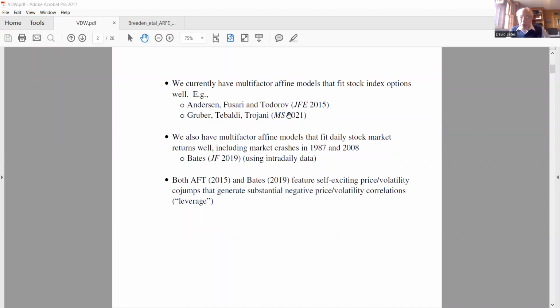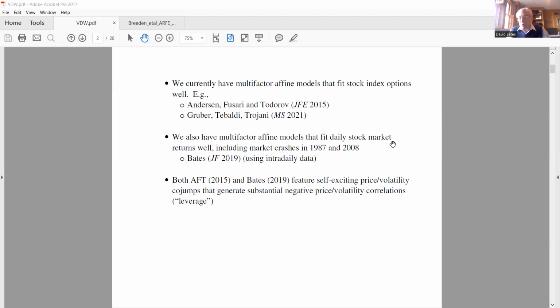These are two multi-factor models I especially like. The Anderson-Vazarian-Todorov model fits option prices really well. And then there's the Gruber et al. paper that uses Wishart processes plus jumps. So those fit option prices well.